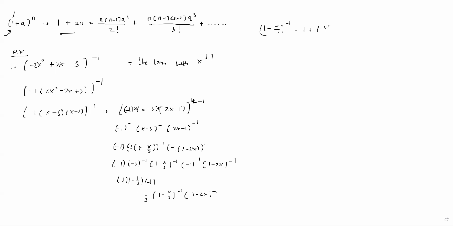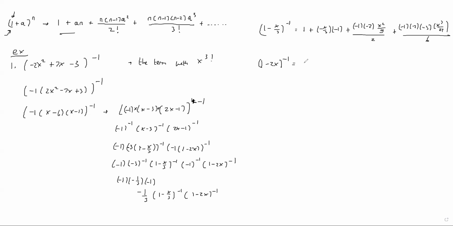So that will be negative x over 3 multiplied by negative 1, right? And then plus n multiplied by n minus 1, and then a squared. So that will be x squared over 9, because negative squared becomes positive, divided by 2, right? Now remember, we only want to get up until x cubed, so we only need to do one more and that's it. So we have minus 1 and then minus 2 and then minus 3, x cubed over 27, and then divided by 6. Okay, that's for the first one. Now for the second one, which is the 1 minus 2x to the power of negative 1.